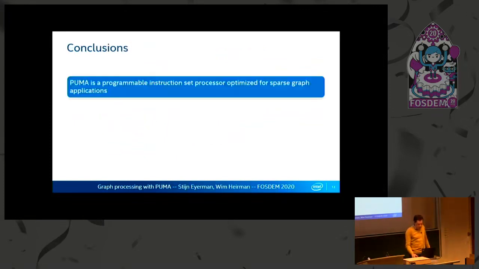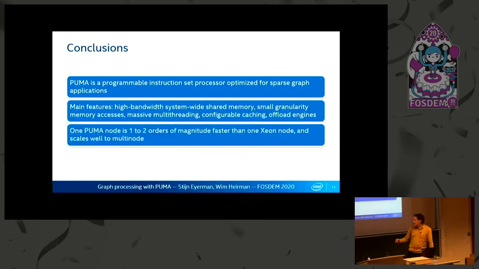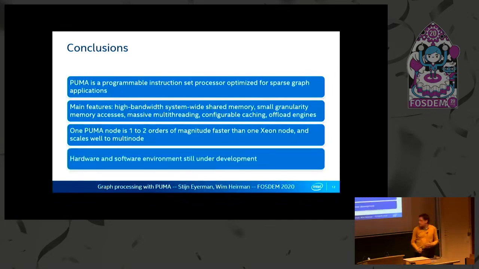Okay, that was basically it. So I showed you that PUMA is a programmable instruction set processor for graph applications. It contains many features, which I discussed, and we show, through simulation and modeling, that it's 1 to 2 orders of magnitude faster than an equal power Xeon, and it scales well to multi-node. And it's still under development, of course. Okay, that's it.